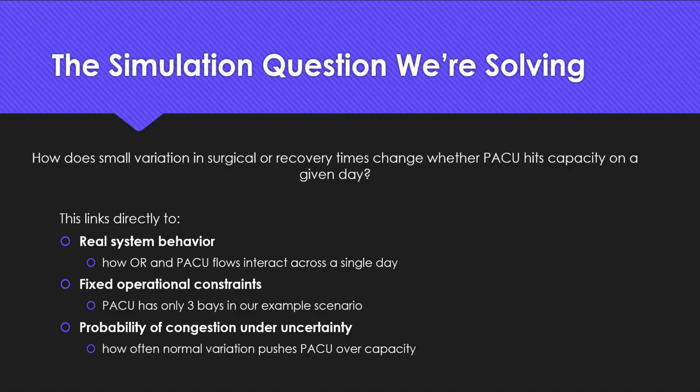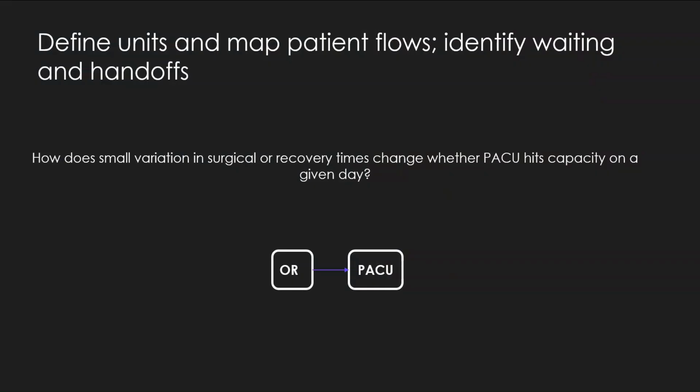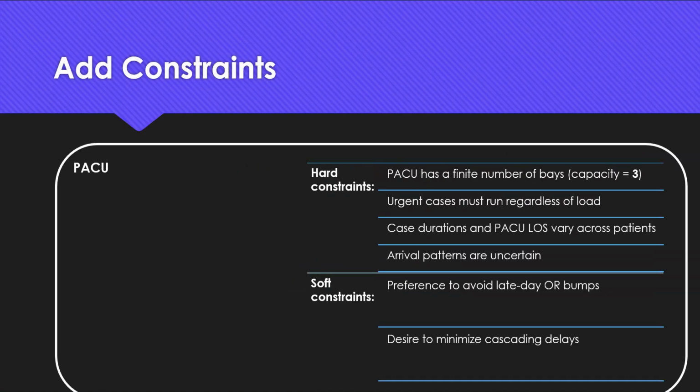From there, we move on to questions like the probability of congestion under certain constraints. How often will normal variation with a specific schedule push the PACU over its capacity? So remember, this is the step we are at. So we start by defining the units. Actually, with a question like what we are now looking at, we probably primarily care about our OR and PACU and maybe a little bit about the downstream hospital.